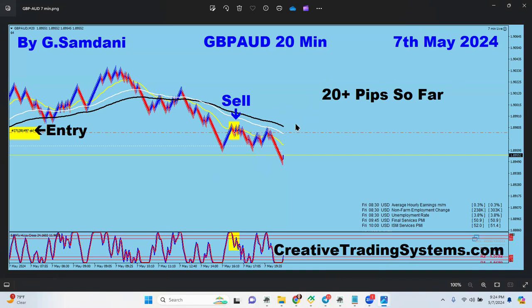Instead of 89, I made the condition that yellow is supposed to be below the white, right? In my next webinar tomorrow, I'll explain in more detail and teach you guys how to use the 7-minute.